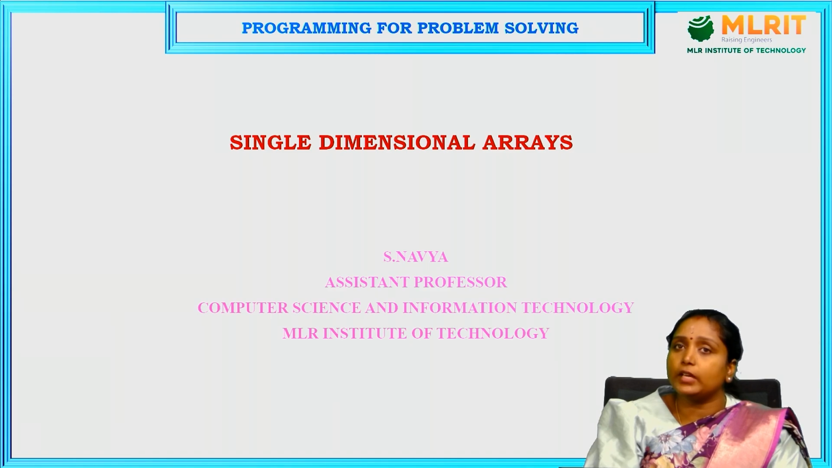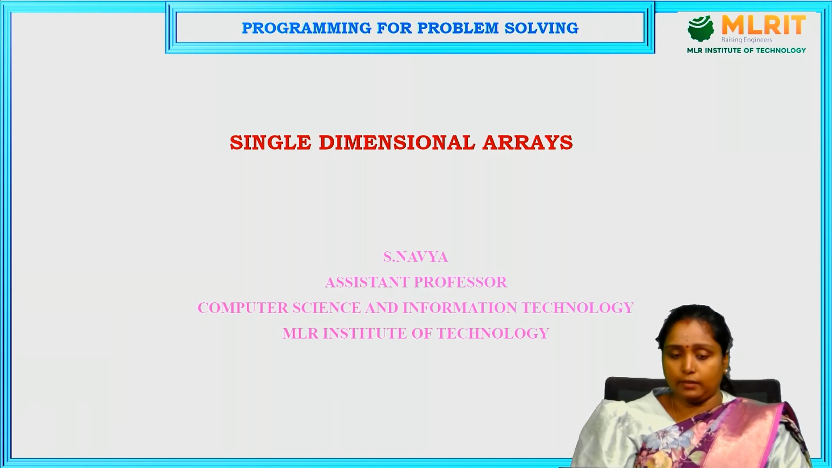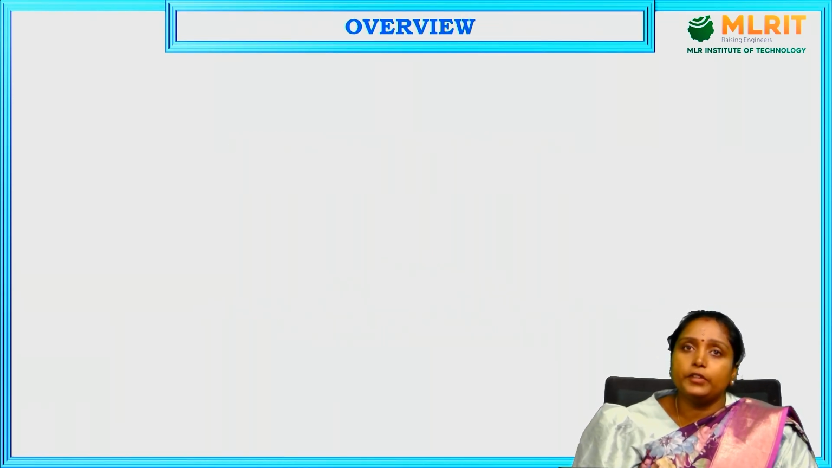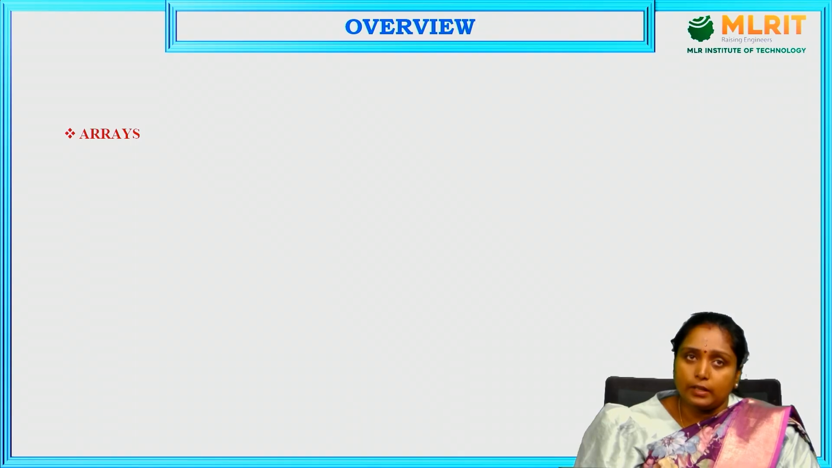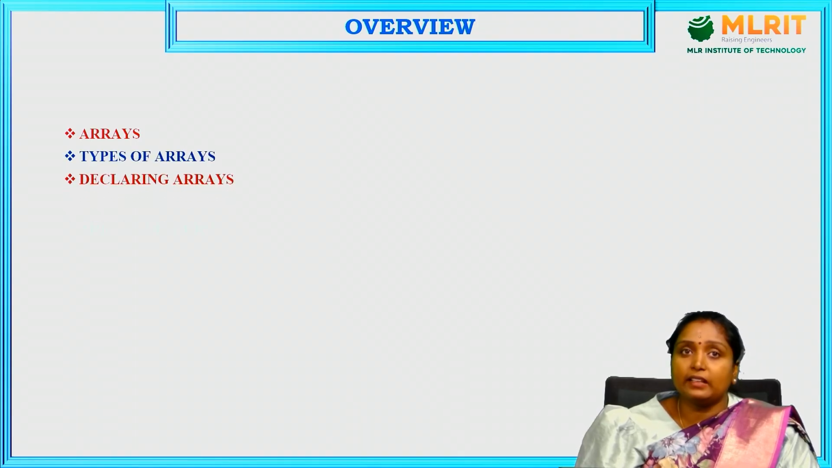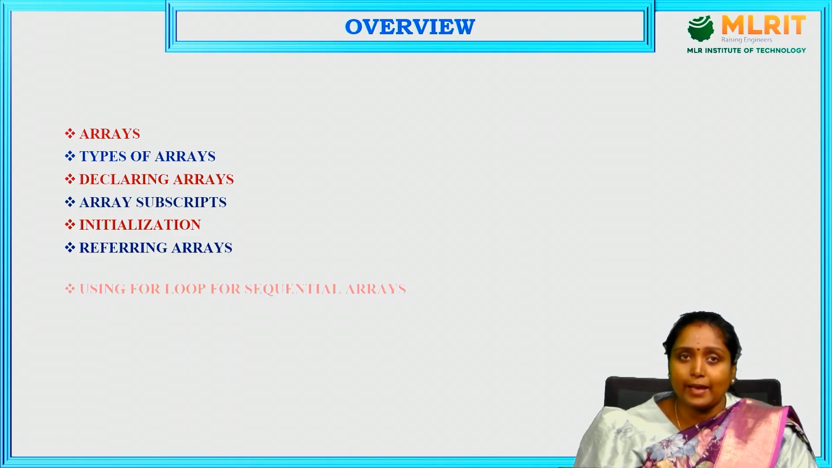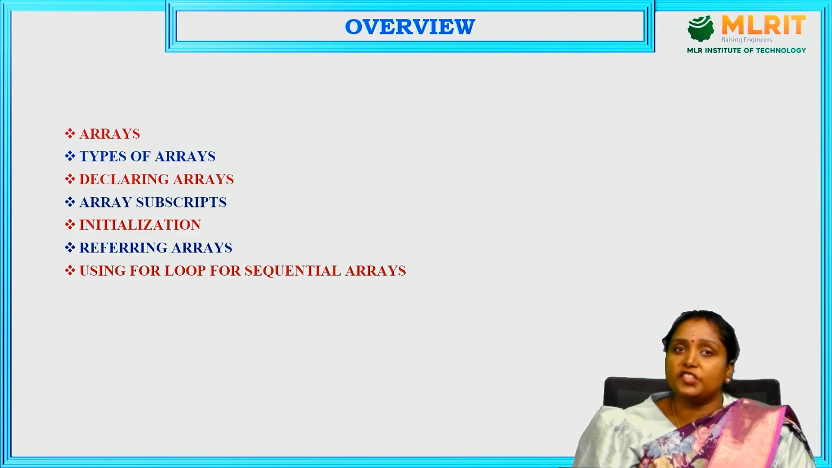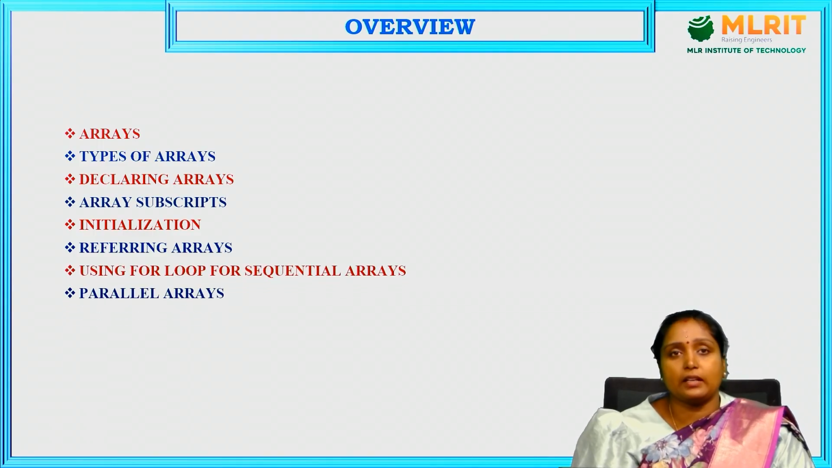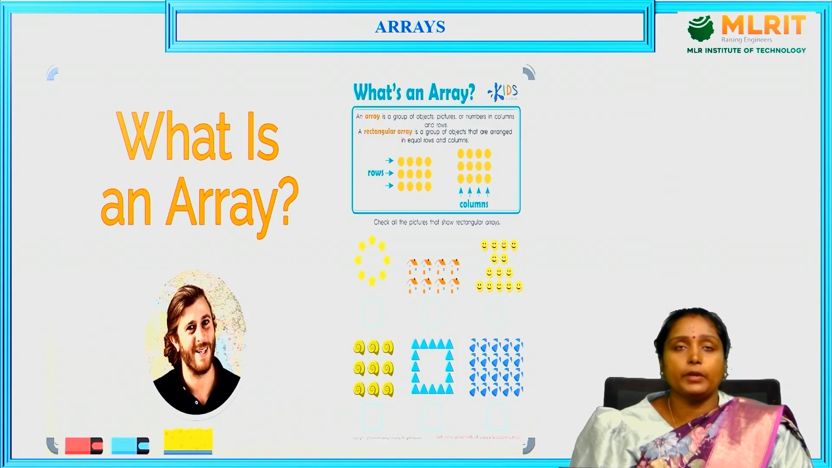In today's session, we are going to see single dimensional arrays. The overview of the session is, we are going to see what an array is and what the types of arrays are, how to declare an array, what array subscripts are, how to do the initialization and how you are going to refer to the arrays, using a for loop for sequential arrays, and what parallel arrays are. Coming to the array.